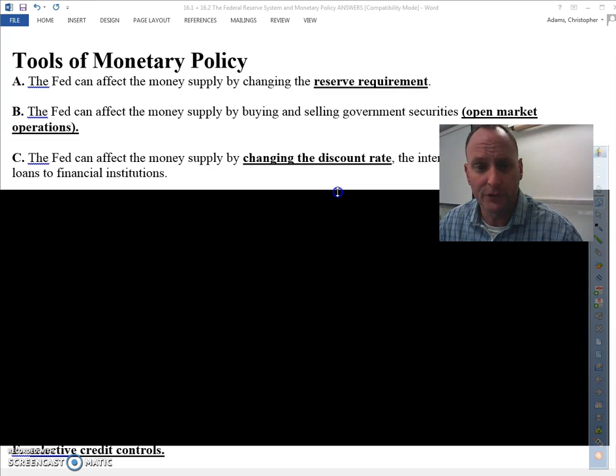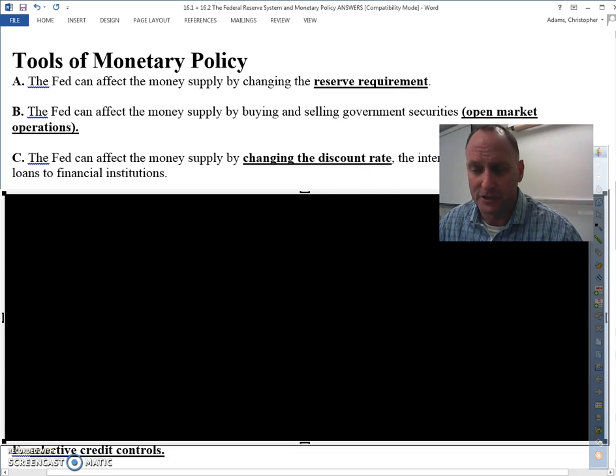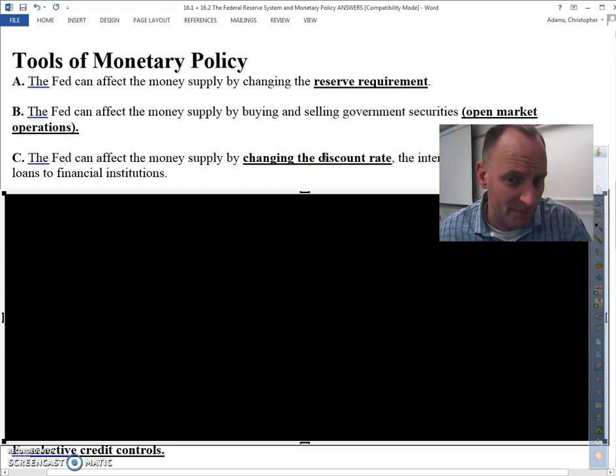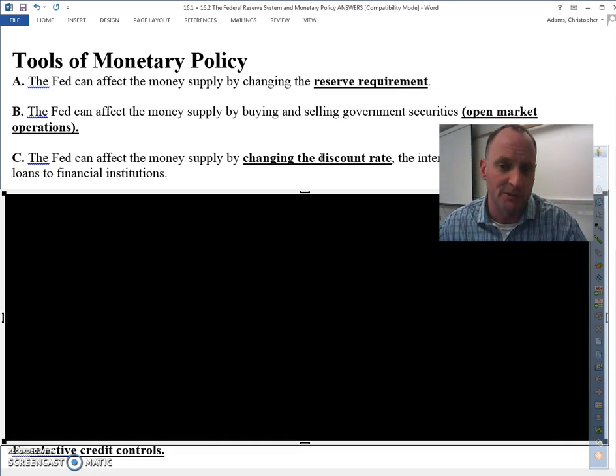Now, the third example is when the Fed changes the discount rate. If you remember, discount window, same thing. Let's say they charge, if you remember, it was 0.75%. Let's say they raise the discount rate to 1%, the rate that member banks are charged to borrow money from the Fed. That would mean member banks would borrow less money if that interest rate's higher, meaning less money would be circulating, meaning a contraction of the money supply.